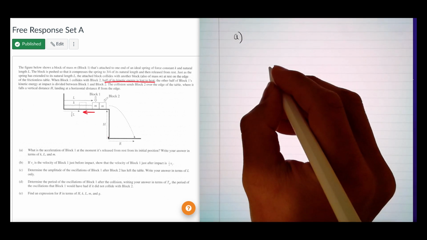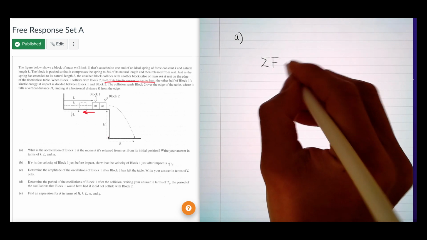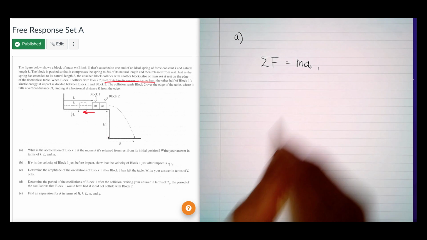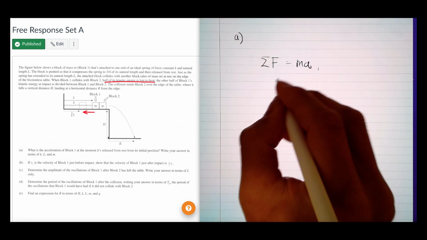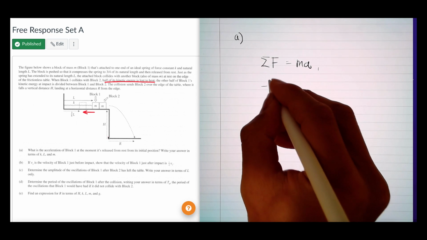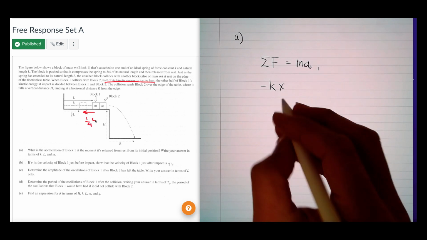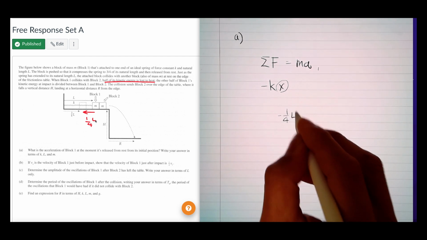Okay, so we clearly know that Newton's second law can be applied. And we're focusing on block 1, so I'll say a1. Clearly, Hooke's law is involved, but let's be careful. It's compressed to the left by a distance of 1/4 of L. So I'm going to say for x, negative 1/4 of L.